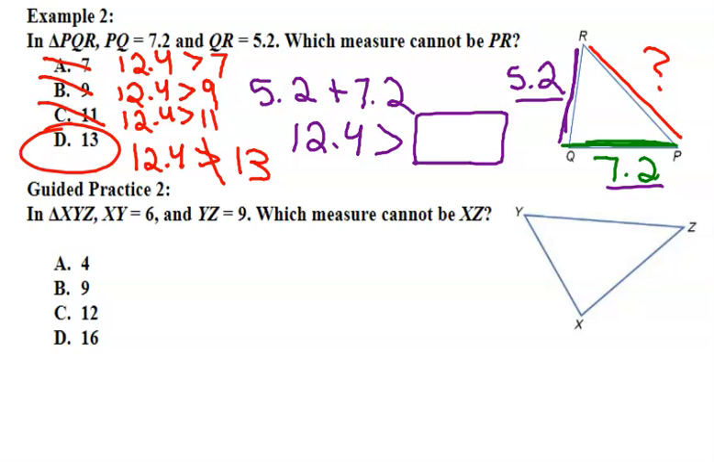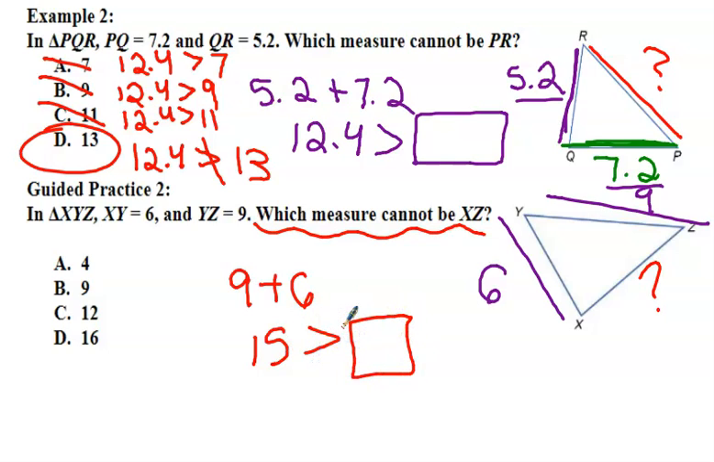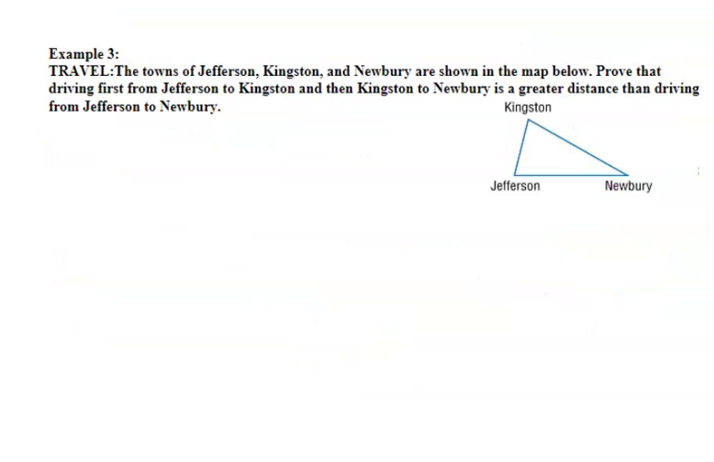All right, for the next one, XY is 6 and YZ is 9. So I want to find out what this side is. So again, I'm going to add them together and we want to see which measure cannot be XZ. So 9 plus 6 is 15. Okay? So 15 is greater than what? So which measure cannot be XZ? Figure out which one that is by plugging in each of the situations and seeing which ones would work.